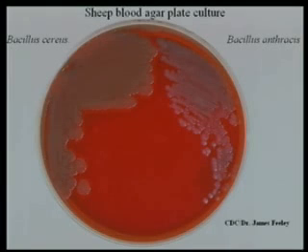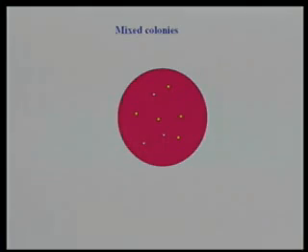So one of the ways you can tell the difference between Bacillus anthracis and Bacillus cereus, for example, is by hemolysis. But that's not the most important thing in this course. I'm just giving it as an example of hemolysis reactions. I talked about mixed colonies already.